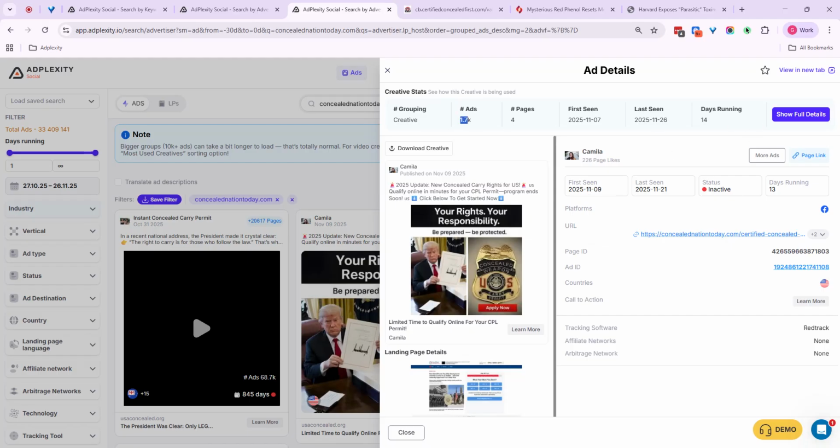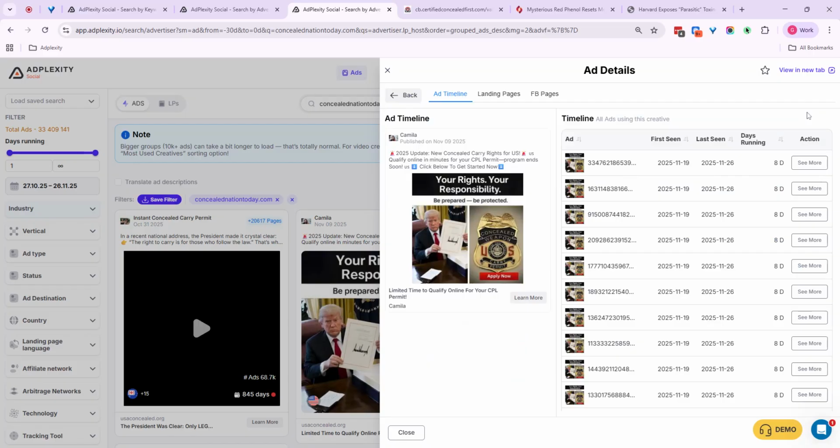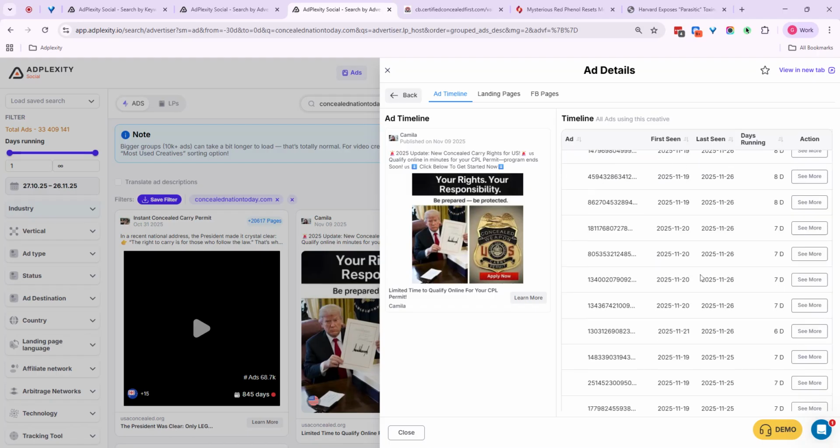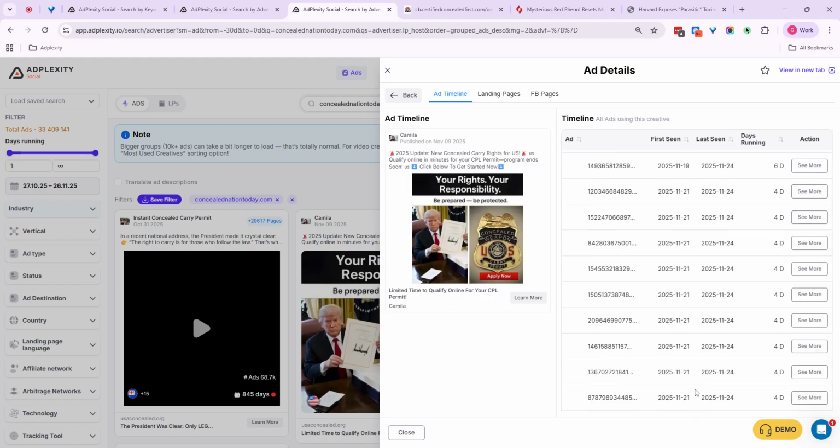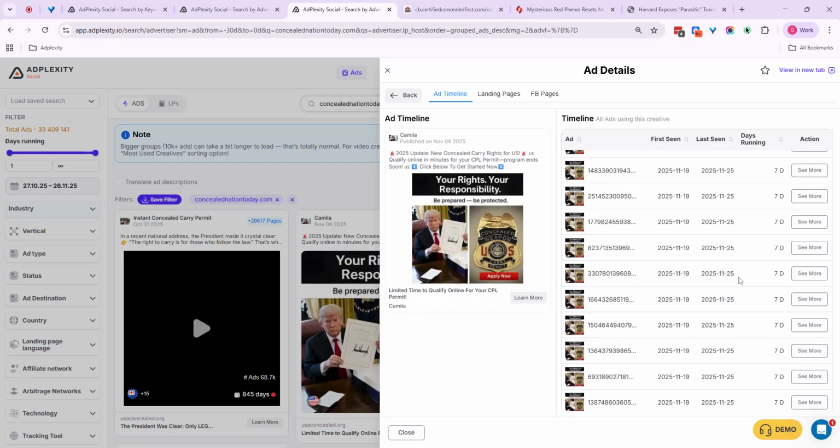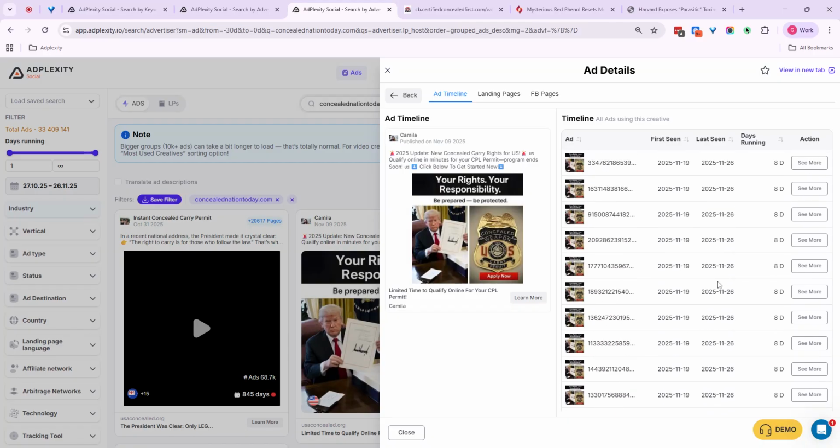As I mentioned, we have seen this creative in 1.7 thousand ads. We can go ahead and see every one of them. And as you can see here, the last one, we have seen this ad running right now for 8 days in a row in certain ads. Of course, if we go much lower, we will have different time frames. But this is telling us that this ad is still active. This ad is still getting traffic. It's not something that happened 103 days ago, but it's just now, which is very good.